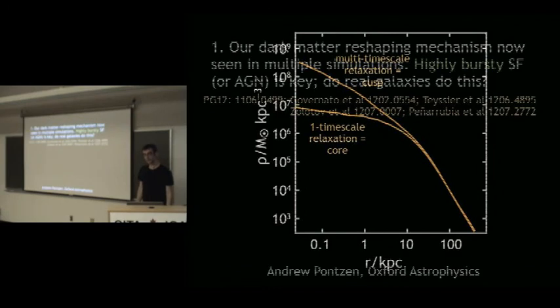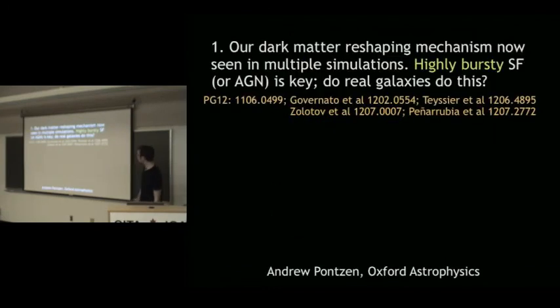Okay, so that is the end of what I wanted to say. Just very quickly in summary, we have this mechanism that is capable of reshaping dark matter. We have a quantitative model that allows you to go and check whether this is what's happening in a given simulation. So the real question moves on to whether real galaxies actually do these highly bursty modes of injecting energy, which are key to getting this result.